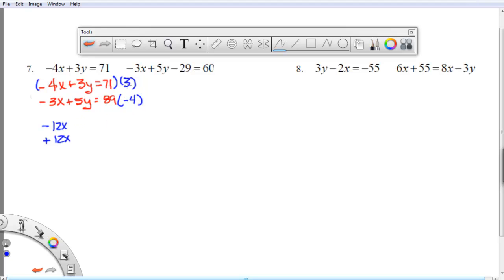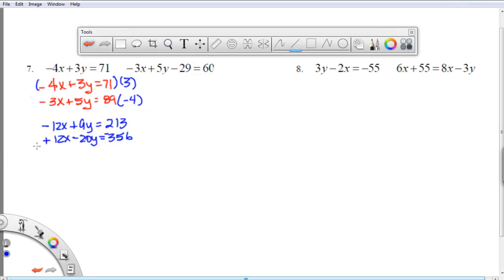So now let's complete our multiplication. These are okay like they are. So 3 times 3 is 9y equals, looks like 213, and then a negative 4 times a negative 5, or positive 5, is negative 20y, and then 89 times a negative 4 looks like that's 356, and that should be negative.